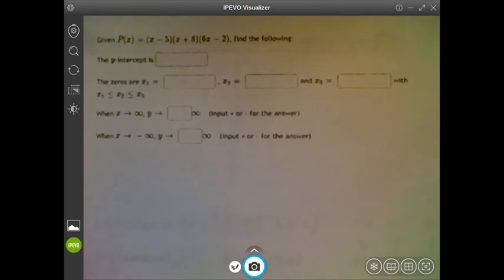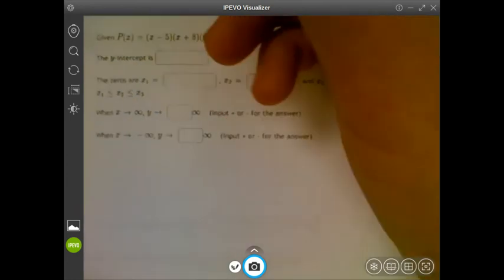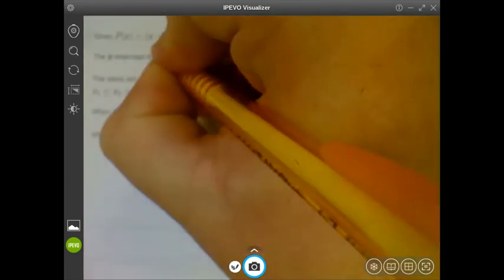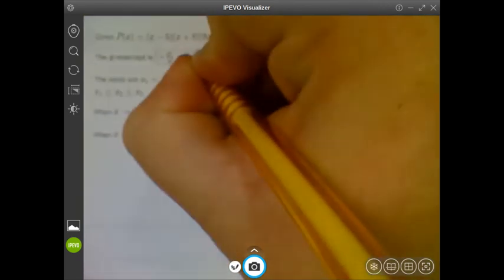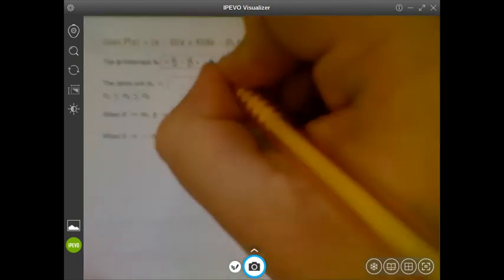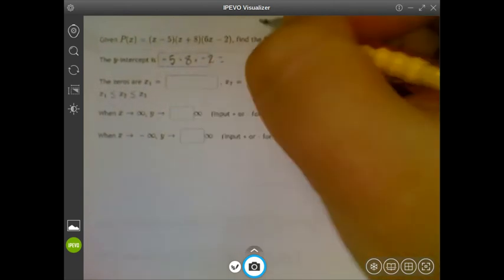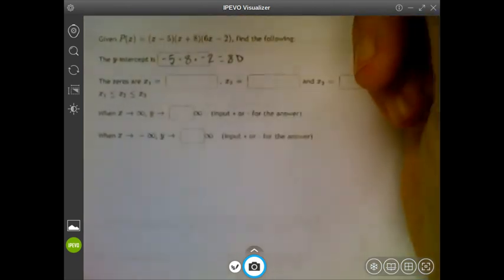Next one, we have P of X equals, and it's already in factored form, which is actually really exciting because that means we don't have to do any factoring or anything, right? And it wants the y-intercept first. So y-intercept, you plug in 0, right? So if you plug in 0, you'll have -5 times +8 times -2. And so that is 80.